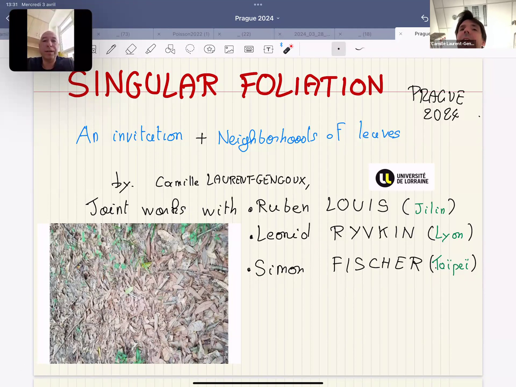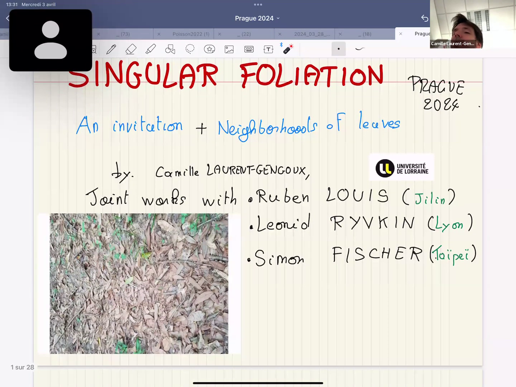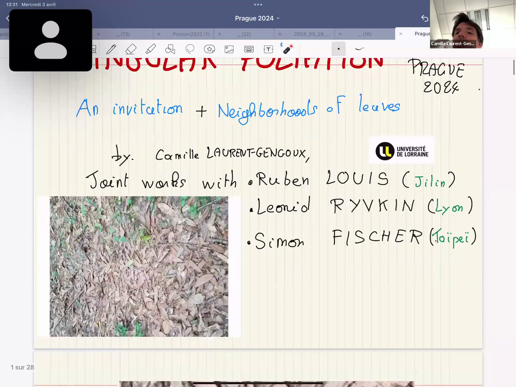And well, I will start with maybe 30 minutes of a general introduction to the topic of singular foliations. Then I will introduce one theorem I got with Leonid Ryvkin and present the result we got with Simon Fischer.